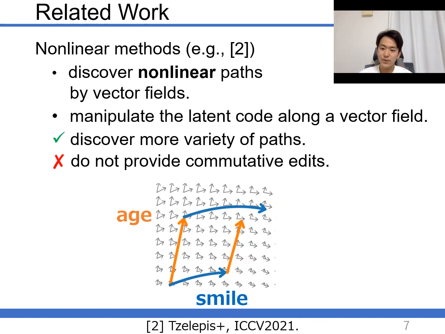Next, we introduce methods that discover semantic nonlinear paths. These methods learn a semantic vector field on the latent space and manipulate the latent code along the vector field for semantic image editing. Therefore, the quality of image editing by nonlinear methods is higher than that by linear methods. On the other hand, their image editing is generally non-commutative.